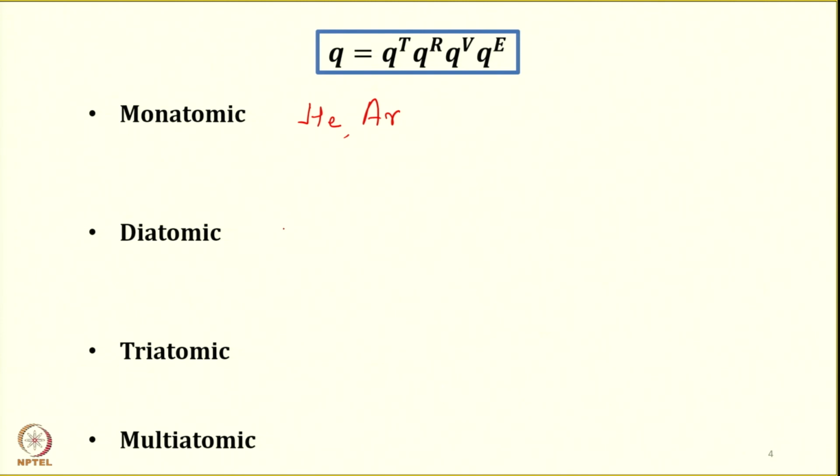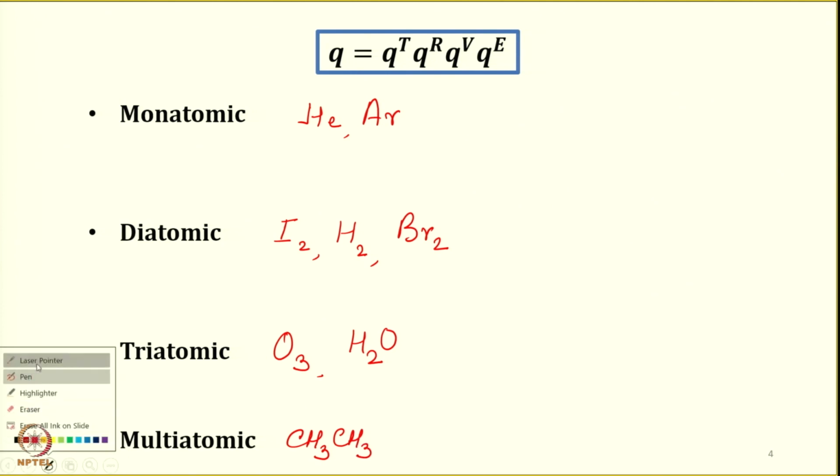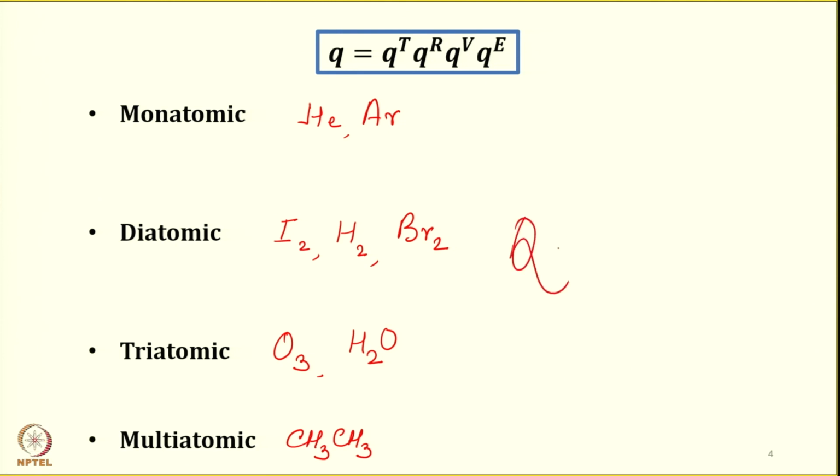Diatomic, I will take iodine, hydrogen, bromine, O3, H2O, and then multiatomic. There can be many examples. Let us say CH3, CH3. So when you are dealing with such systems, you need to make a careful choice when you connect Q with Q.